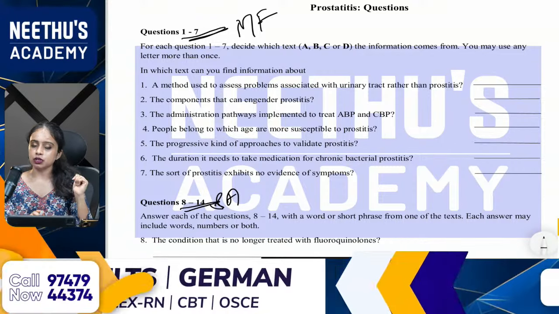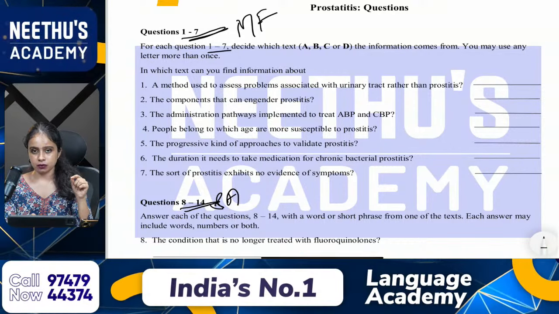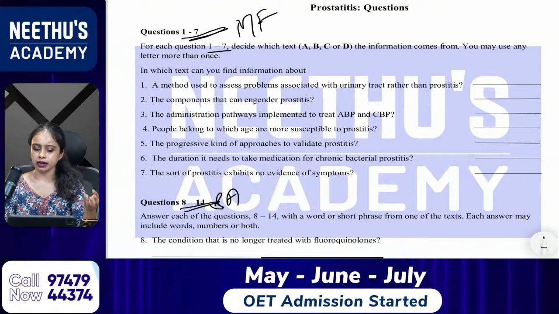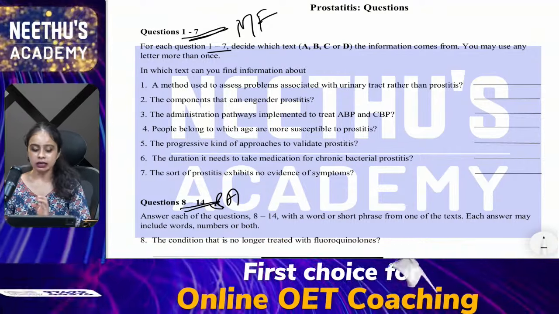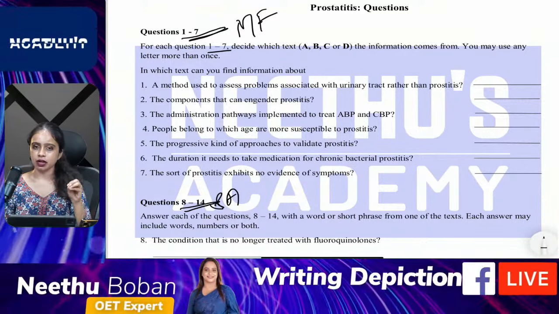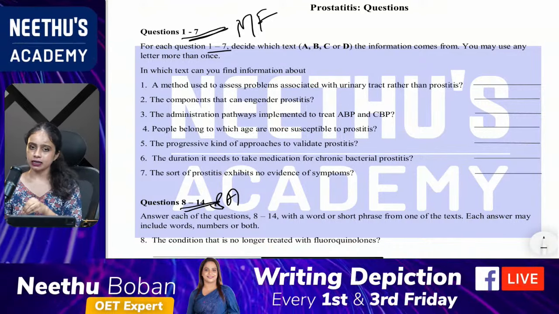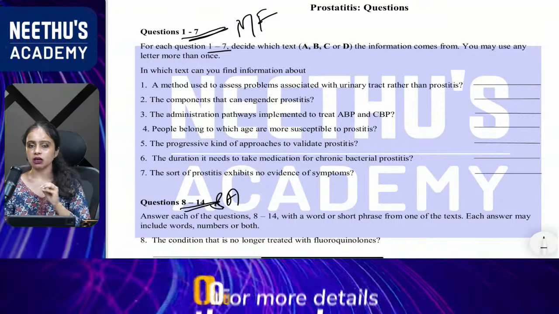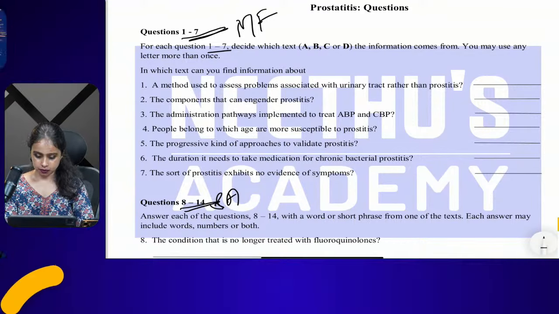So here, what is the instruction? For each question 1 to 7, decide which text. For the beginners or the freshers, definitely they have some confusion regarding whether we have to answer these questions. Yes, of course you have to answer, but not the exact answers. Just locate your answer and find out in which text that particular answer lies. So no need to write the exact answer. Instead, you can write the letter, whether it is A, B, C or D. Clear?